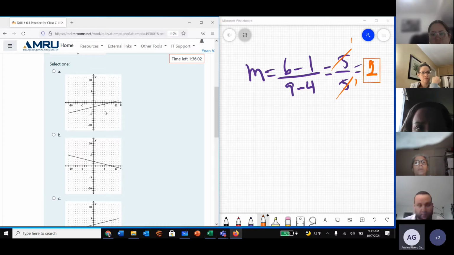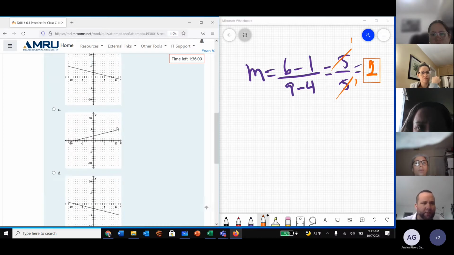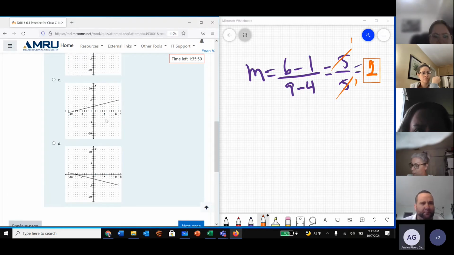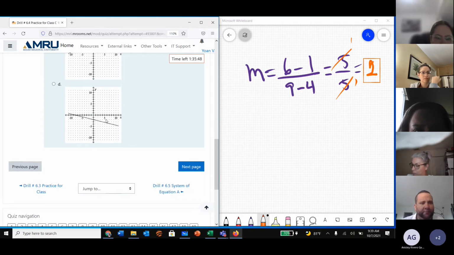Positive, because the y slope is positive. Number B, negative. Negative. Number C, positive. Positive. Number D, negative.